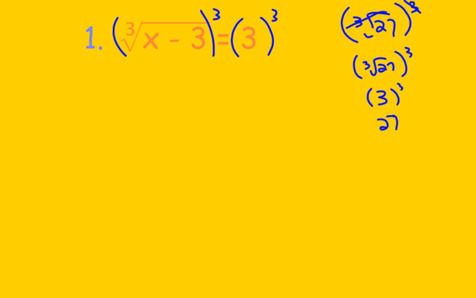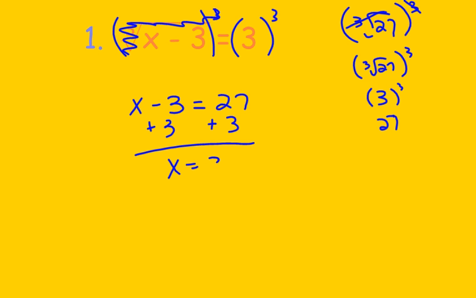So here cubing is going to eliminate the cube root, those are inverses, so they're gone. I'd have x minus 3 equals whatever 3 cubed is, which we should know is 27. Then to solve for x, I add 3 to both sides. I get x to be 30.